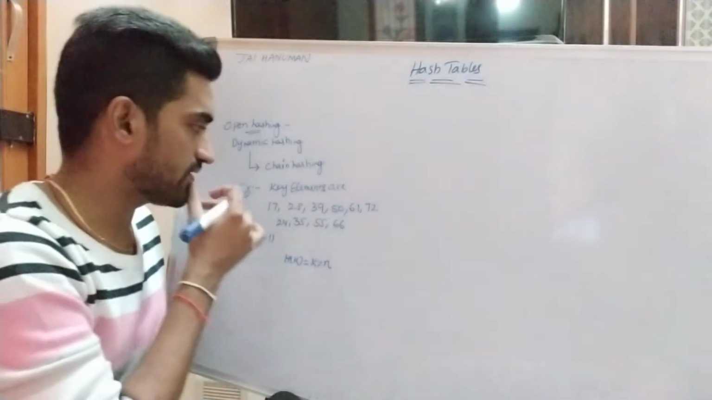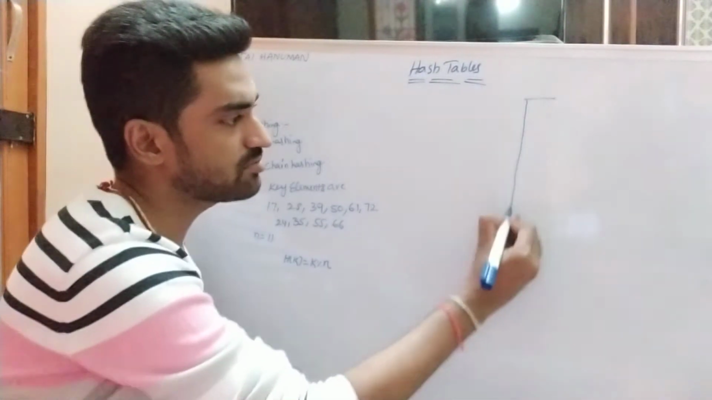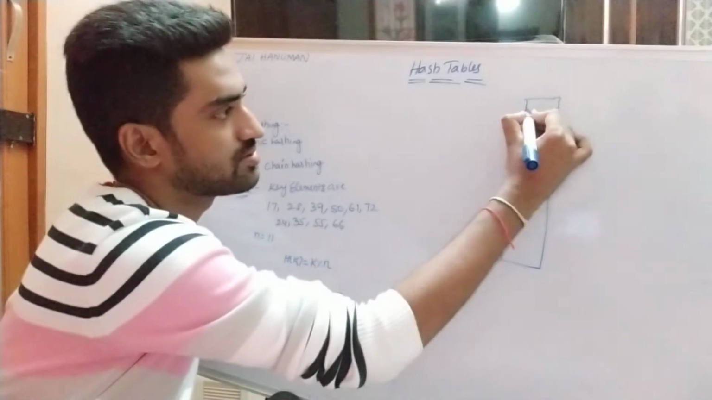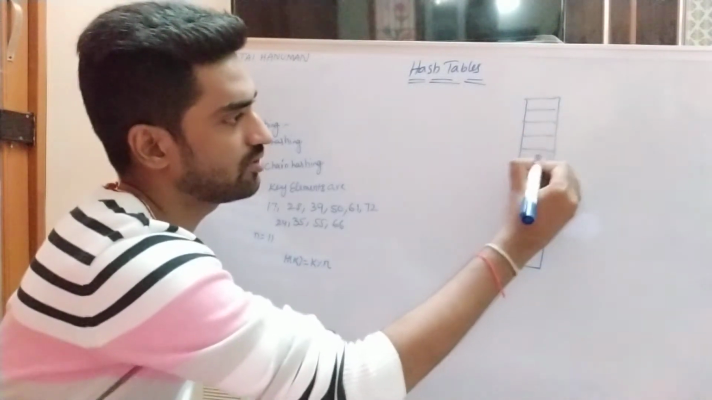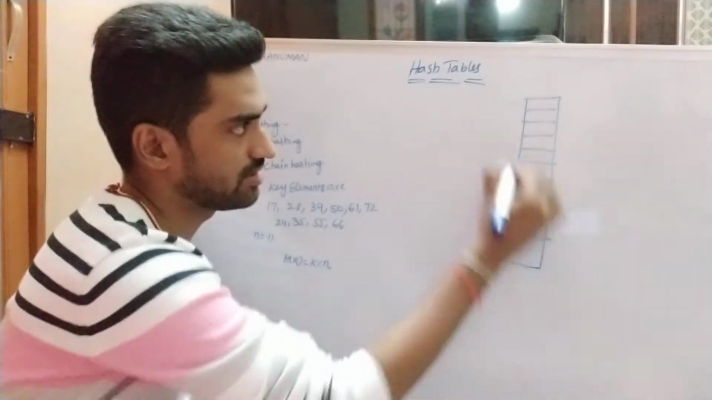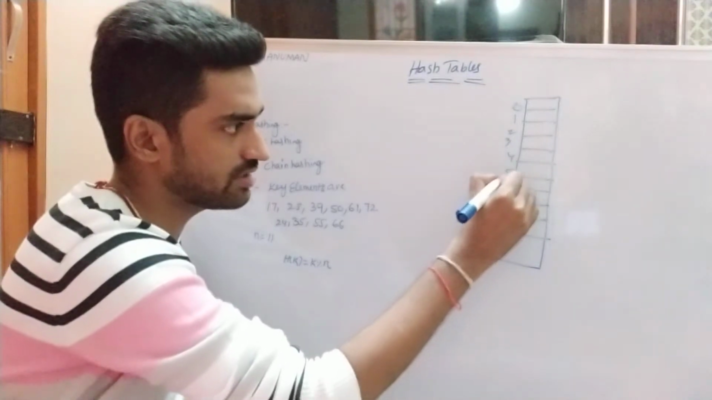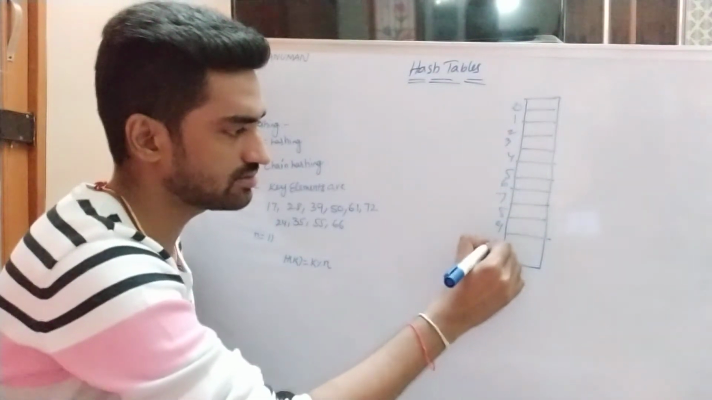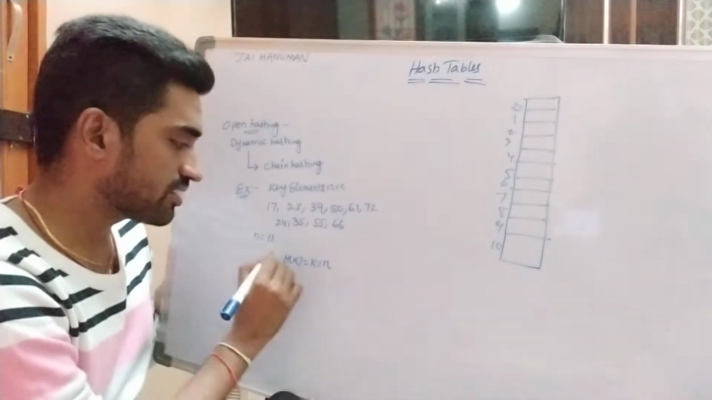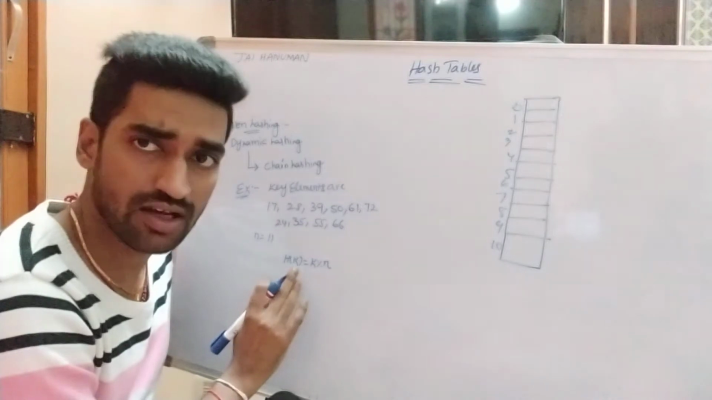So here first of all, what is the size of the hash table? 11. So index starts from 0, 1, 2, 3, 4, 5, 6, 7, 8, 9, 10, right? So what is the general formula for performing hashing? H of k is equal to k modulo division of n, right?